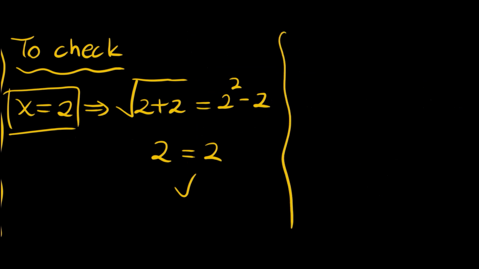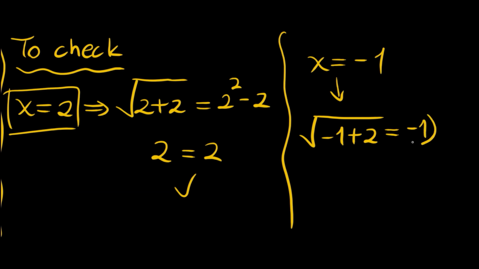x equals -1 doesn't satisfy, I guess. Since the square root of -1 plus 2 is 1, but -1 squared minus 2 is -1. This is 1, but this is -1, so it doesn't satisfy.